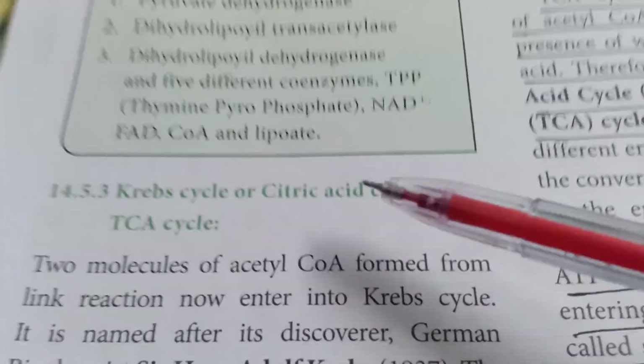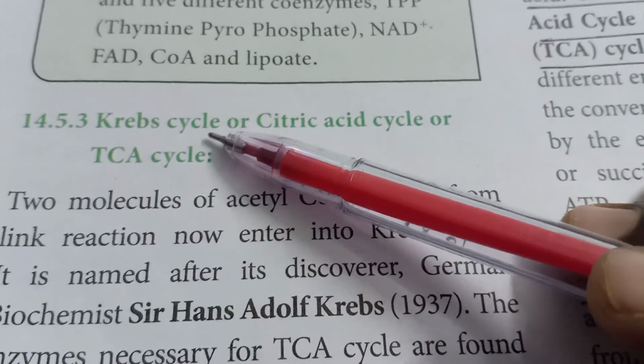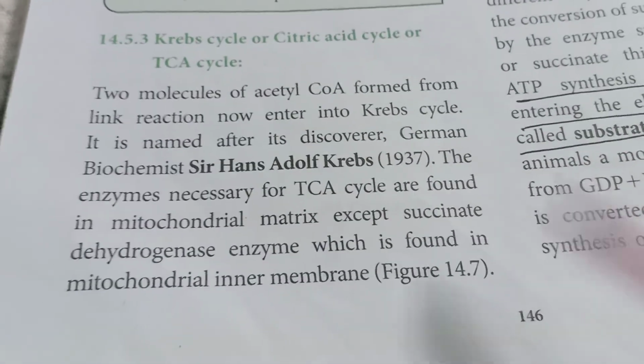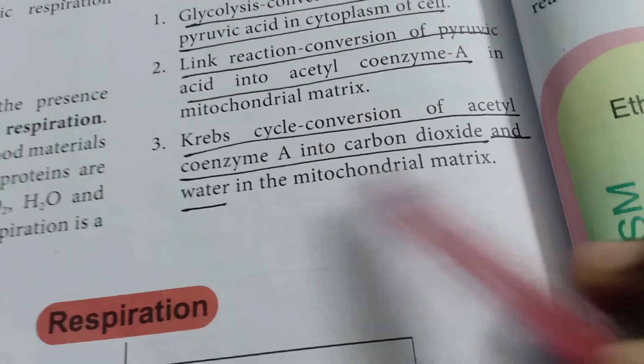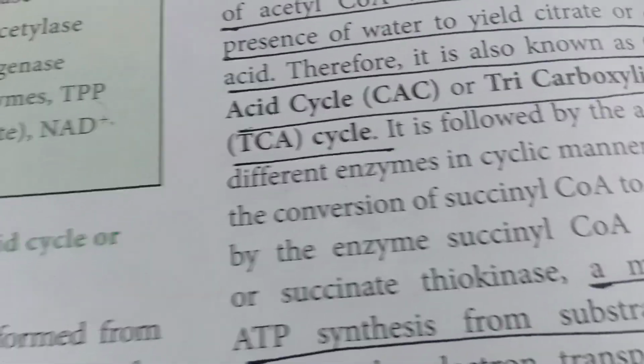Followed by this, you go to the Krebs cycle. So in the Krebs cycle, what happens? Acetyl coenzyme A is converted to carbon dioxide and water. That is what we have learned in the introductory part. Conversion of acetyl coenzyme A into carbon dioxide and water. So this takes place in the form of a cycle. Therefore, we call it the Krebs cycle.